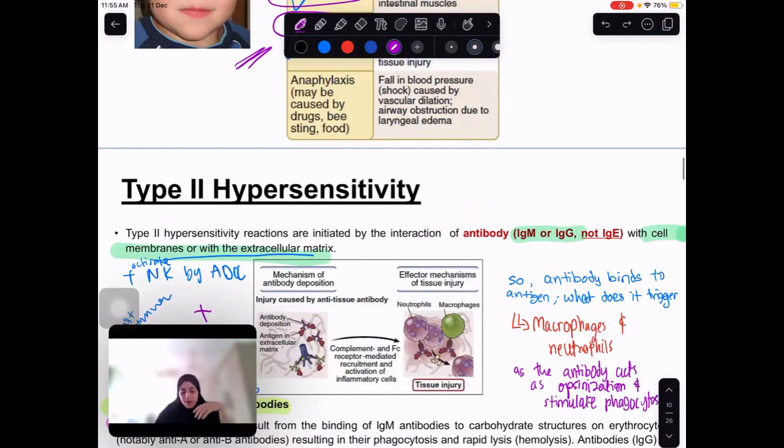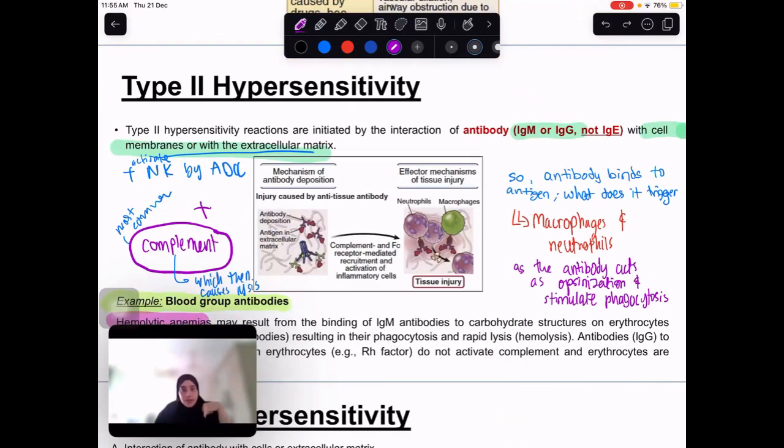Okay, now type 2 hypersensitivity. Remember, type 2 hypersensitivity, is it antibody based? Yes, it is. But here the antibody being used is IgM or IgG, as we mentioned. It's not IgE. So it is going to be using antibodies, yes. What antibodies am I using? IgM or IgG. What is it binding to? It's binding to the cell membrane and the extracellular matrix, as we mentioned.